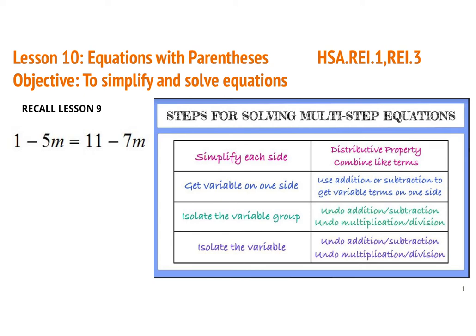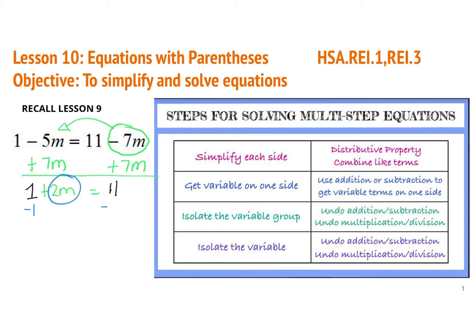Equations with parentheses. The objective of this video is to simplify and solve equations. Recall lesson 9, where we remember how to get a variable over on one side. So I'm going to choose to get this negative 7m over on the left side. So I'm going to do plus 7m. So I am left with 1 plus 2m equals 11.